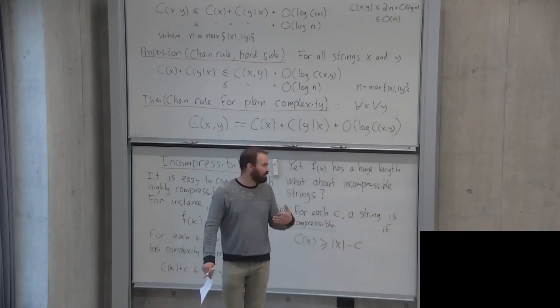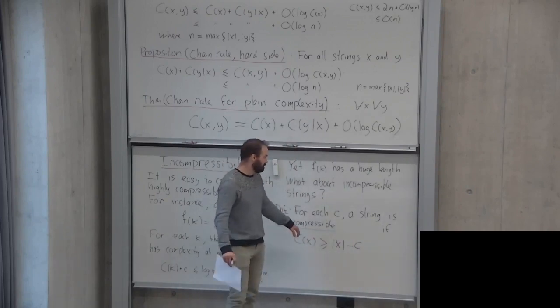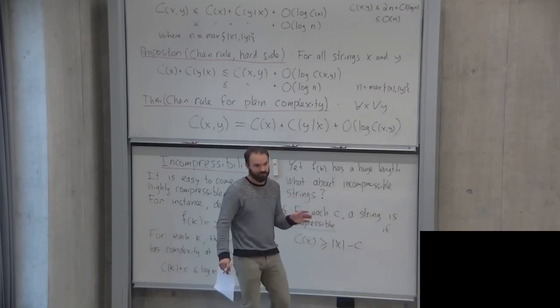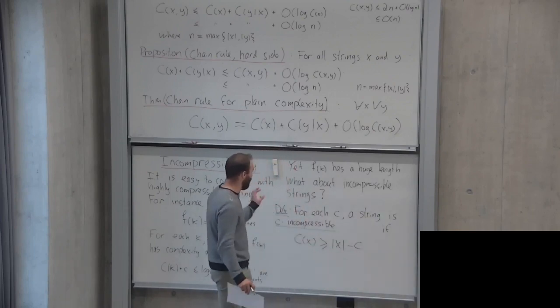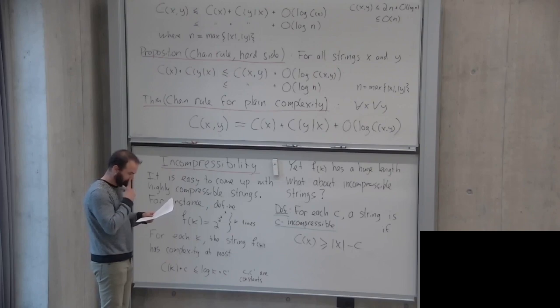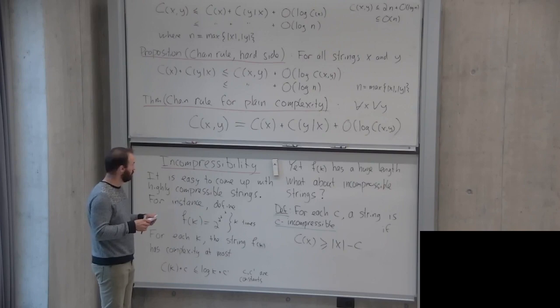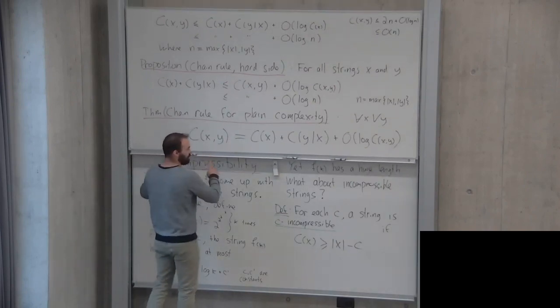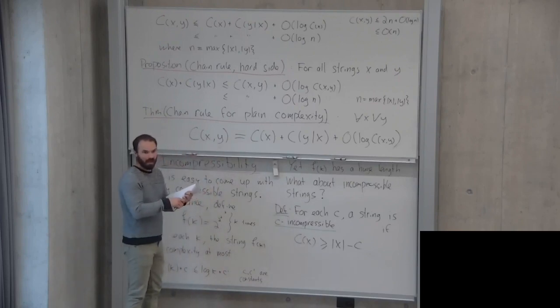It's 1 incompressible if its complexity is larger or equal to its length minus 1 bit. We just have a parameter here. But also, for example, epsilon or one character strings are incompressible.